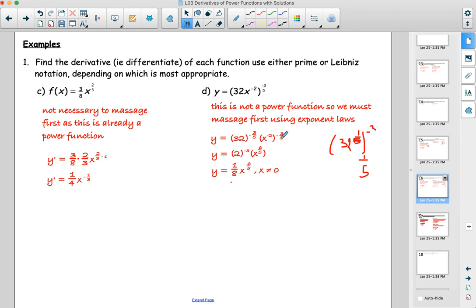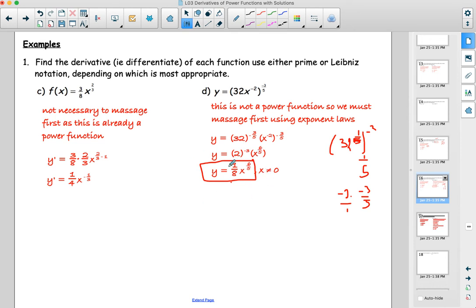X to the negative 2, to the negative 3/5, power of a power, I'm going to do negative 2 times negative 3/5. And that is going to become positive 6 over 5, so 6/5. So after I massage this, I'm going to get y is 1/8 x to the 6/5. I'm now going to note that x can't be 0. How do I know that? Because this was initially in the denominator, so we could not let x be 0. And if I write it this way, I'd lose sight of that fact, because the derivative is not going to exist when x is 0.